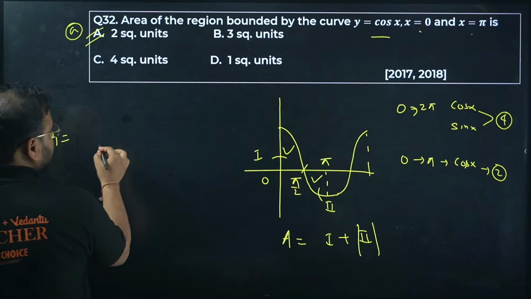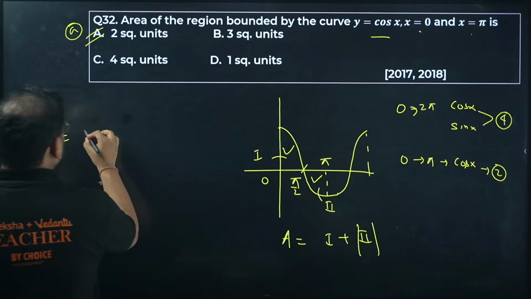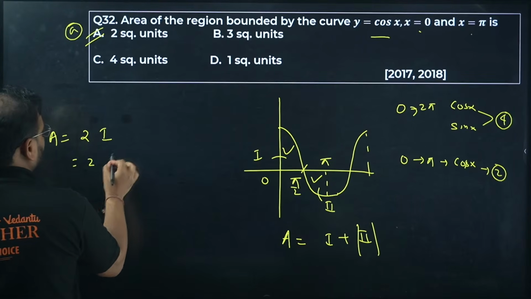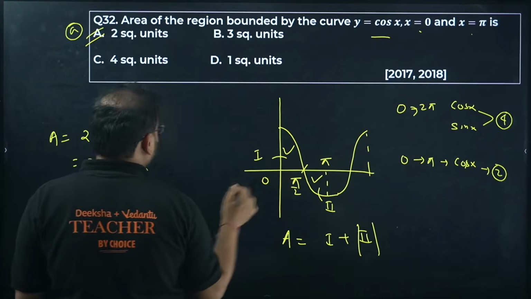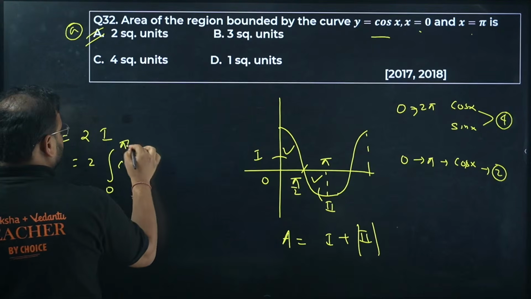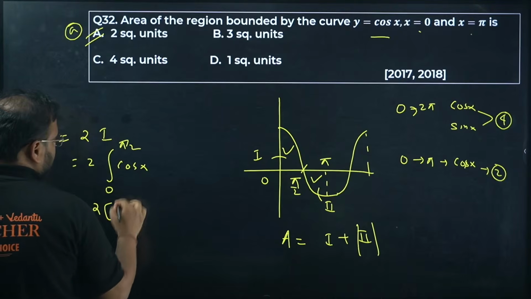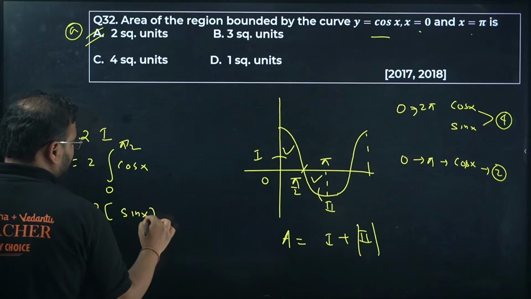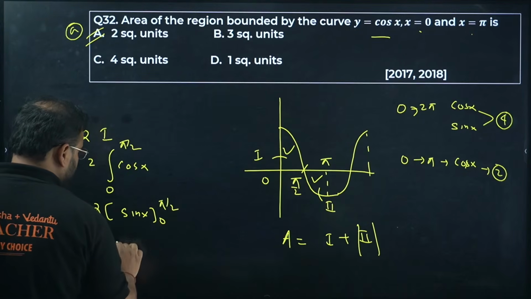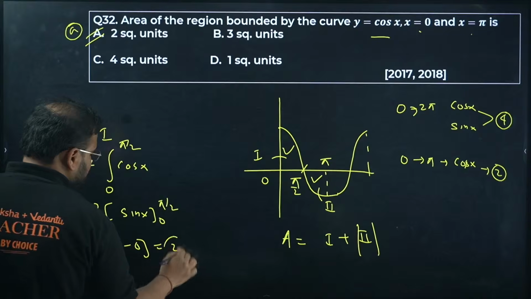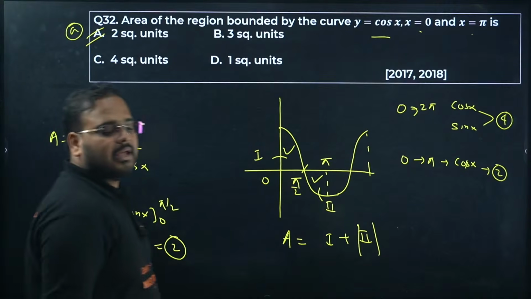So you can write this simply, as they're equal in nature, twice of part 1. Twice the integration of what? Cos x, and for part 1 the limit is 0 to pi by 2. Check here, 2 is there. We get sin x as the integration of cos, from 0 to pi by 2. Sin 0 is 0, so don't worry about the lower limit. Sin pi by 2 is 1. The answer is coming as 2, which is option A.